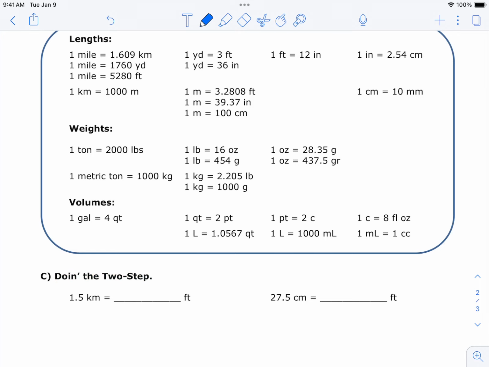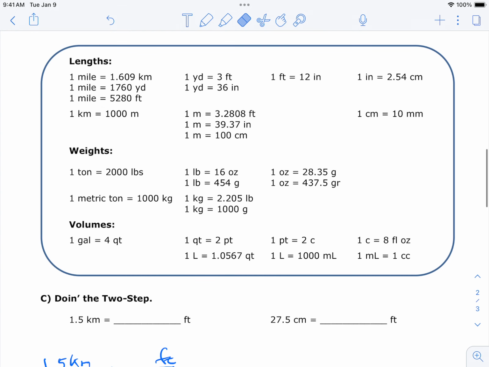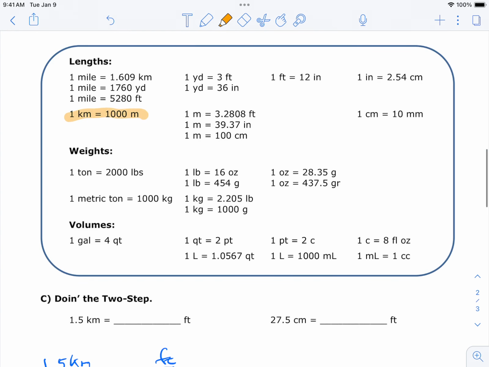Ready? First, I want to start with kilometers, and I want to end up with feet. So put the kilometers over 1. I am definitely going to want to cancel the kilometers. It would be nice if I had a kilometers to feet conversion factor that I could look up. So I'm looking up here for some kind of kilometers to feet. Kilometers to feet. Well, there's kilometers to meters.